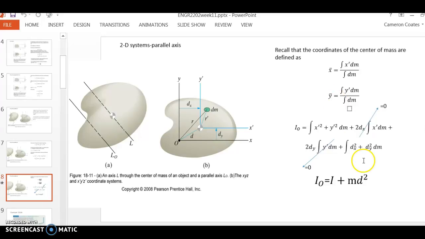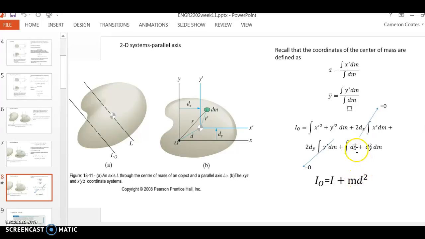So that's just d squared here. So dx squared plus dy squared, we know that's d squared. Now what's the integral of dm? Well, the integral of dm is the integral of all the elemental masses over the complete mass of the object. So the integral of dm must be m. So this is where this md squared term comes from.